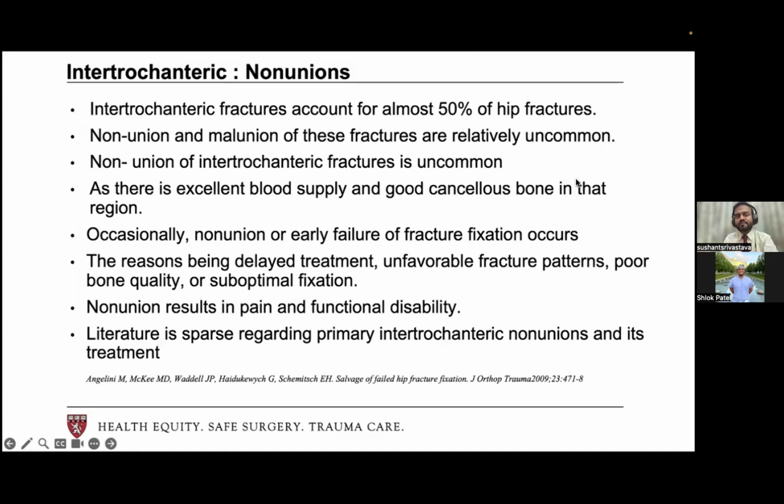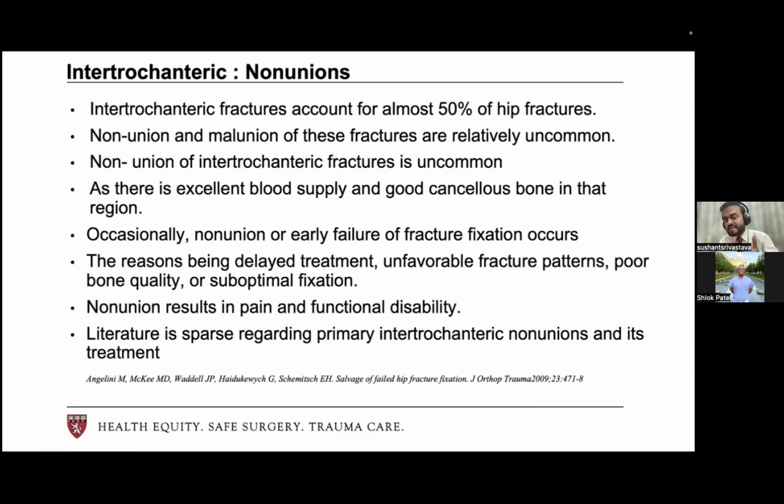Now, intertrochanteric fractures are almost 50% of the hip fractures. The complications are non-unions and malunions, but they are relatively uncommon. They are uncommon because of an excellent blood supply and good cancellous bone in that region. Occasionally, non-union or early failure of fracture fixation occurs. This is due to delayed treatment, unfavorable fracture patterns, poor bone quality, or suboptimal fixation.